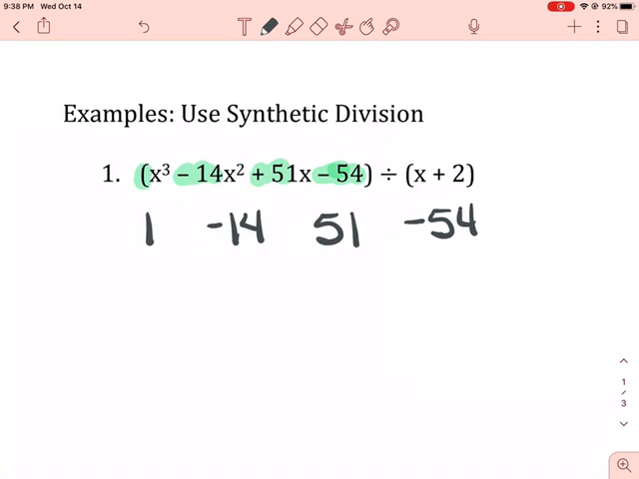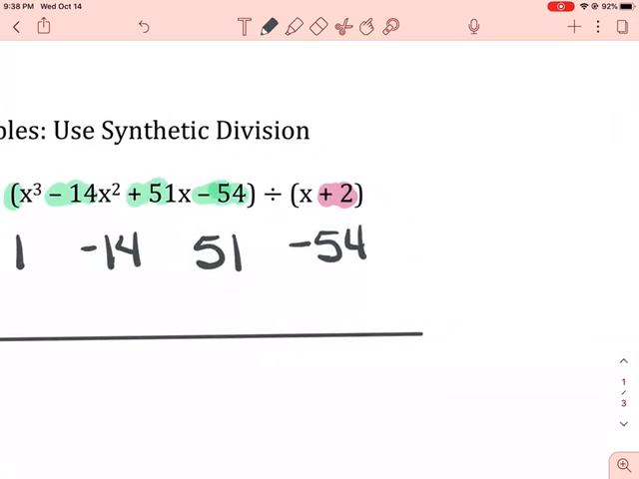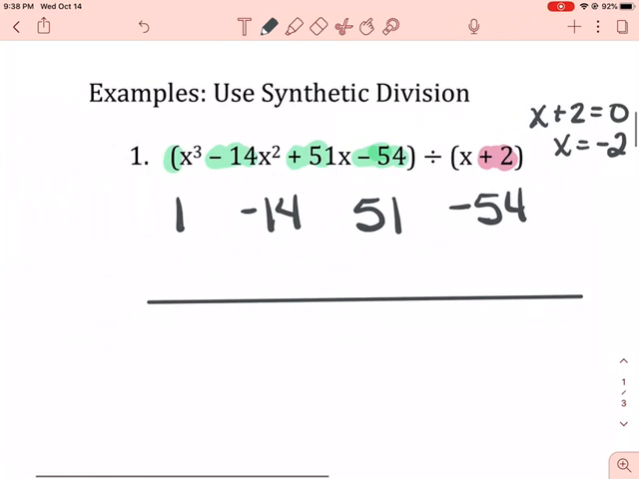Okay. Now, there are different ways to set this up. This is the way I do it. Okay? I'm going to leave some space, draw a line. Okay? All right. And then I'm going to work with the constant term of the linear binomial. That's this guy. Okay? Now, I'm going to change his sign. So instead of being positive 2, it's negative 2. And there's a reason for that. If I was solving, I would make this x equals negative 2. Okay, so we're going to divide by what we would solve by. And one of the other reasons it's going to make your life easier is that you're going to add instead of subtract. And it just makes it easier for us.